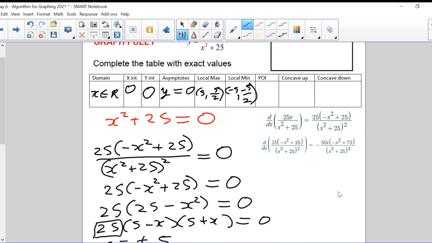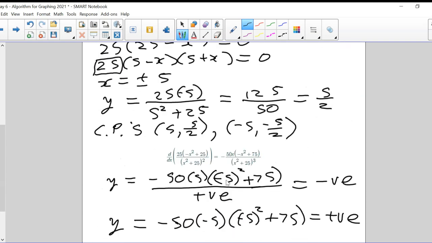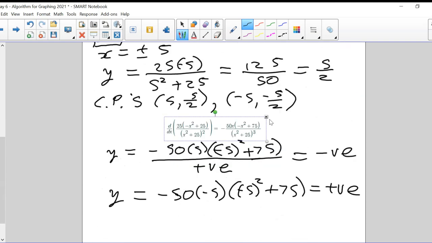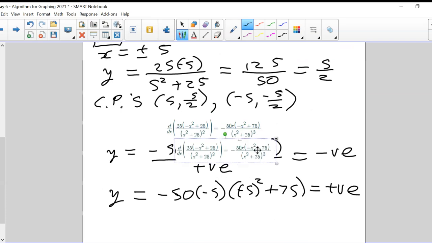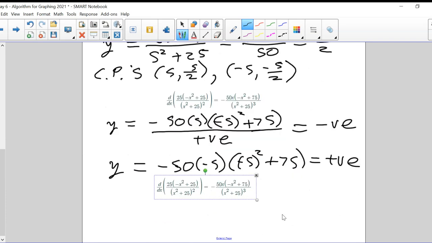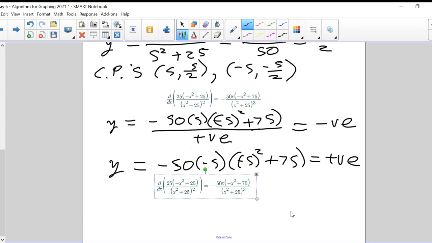Good. Okay, so here's my second derivative. Again, it's right here. So I'm going to clone that again. If I set this equal to 0, again, it looks like it's the top that we really need to focus on.